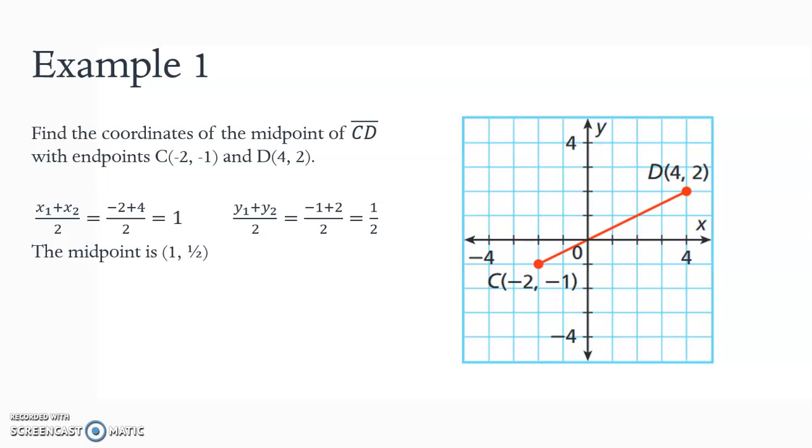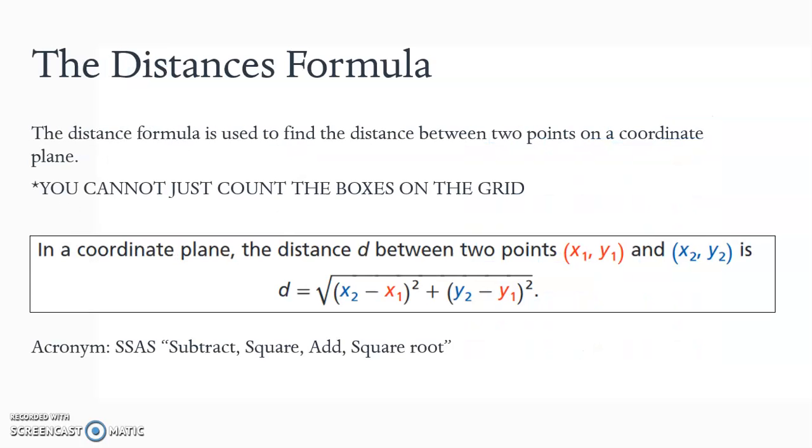Next, we're going to talk about the distance formula. The distance formula is used to find the distance between 2 points on the coordinate plane. Now, we need a formula for this because if you try and count the boxes, it's not going to be an accurate length for a diagonal segment. It works on horizontal segments and vertical segments, but for diagonal ones, it doesn't work. You won't get an accurate length.